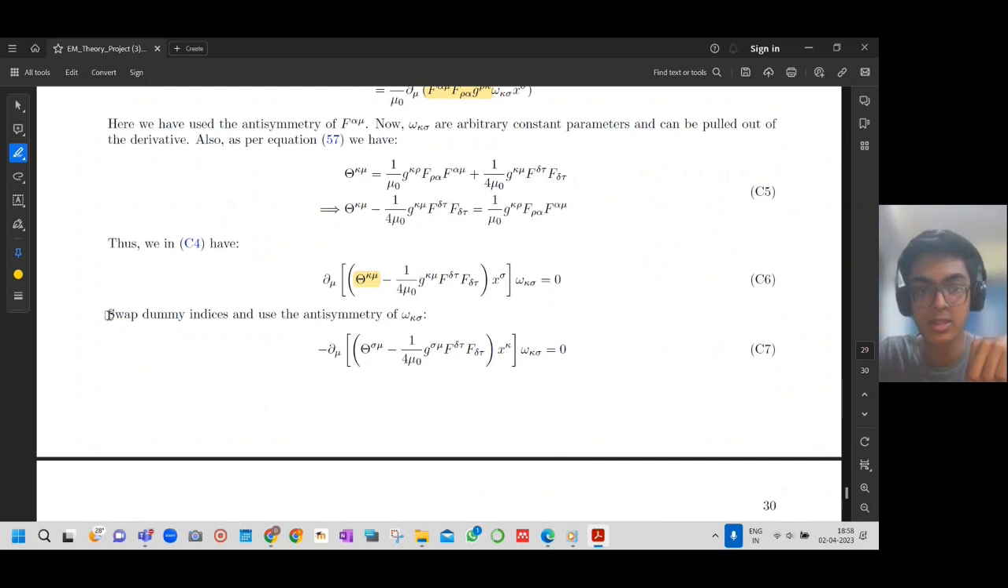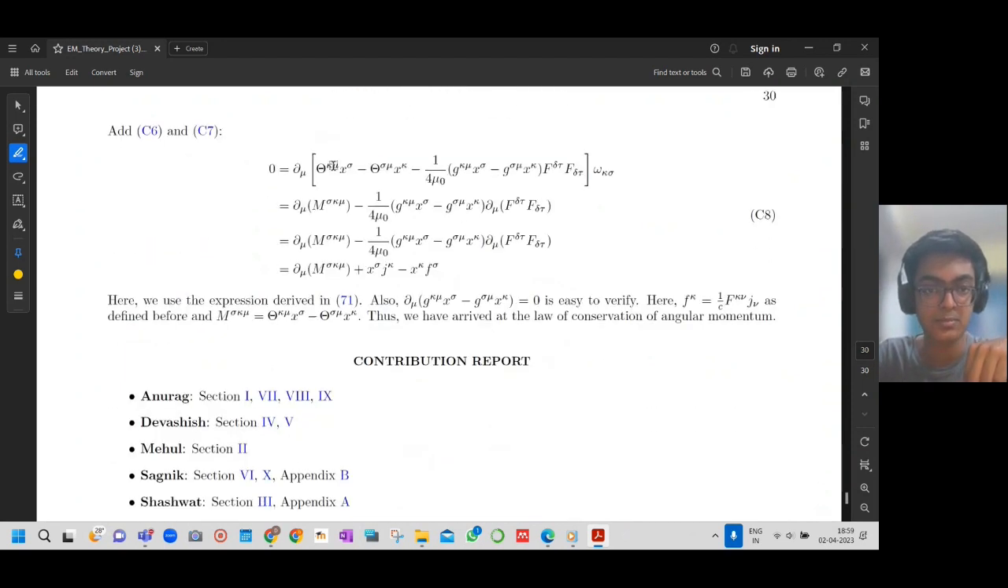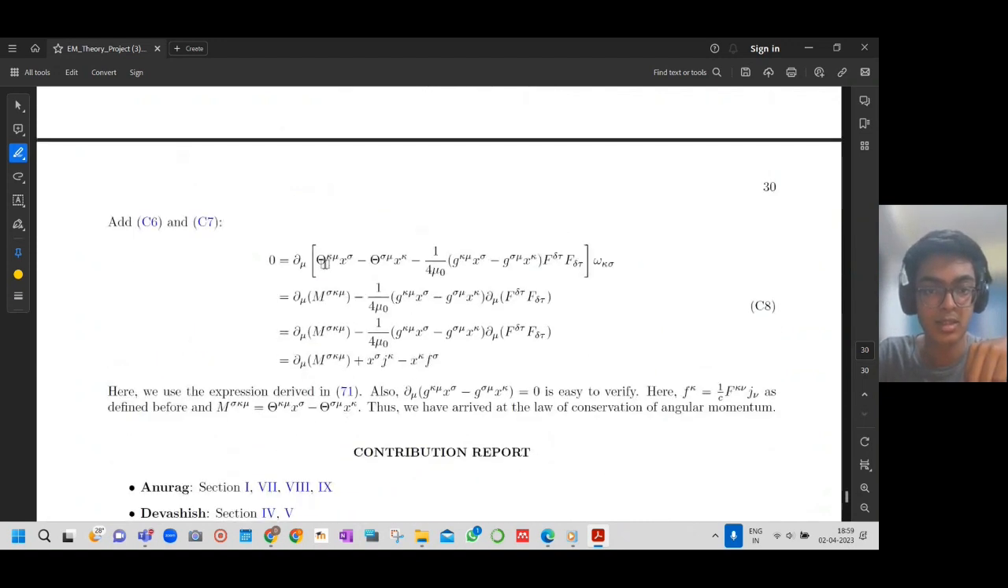Also, since kappa and sigma are both dummy indices, we can very well swap them. Over here I've swapped them and then again used the antisymmetry of omega kappa sigma to equate it to minus omega sigma kappa. These are just two steps. Then adding these two equations, we get a new equation where the first term is actually what we expect beforehand from what we had done in the tutorial. And the second term should essentially reduce to the source terms for the change in angular momentum.